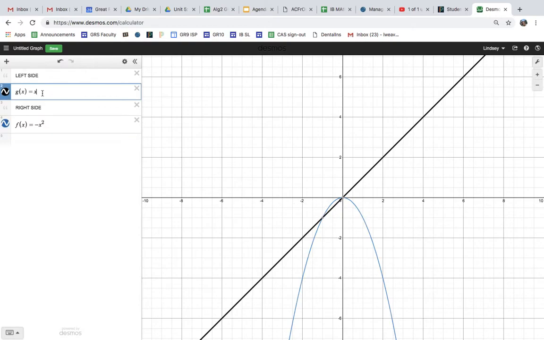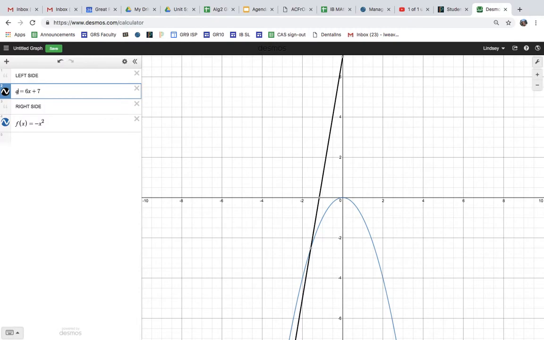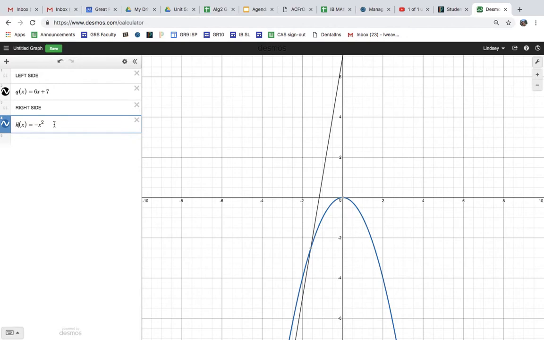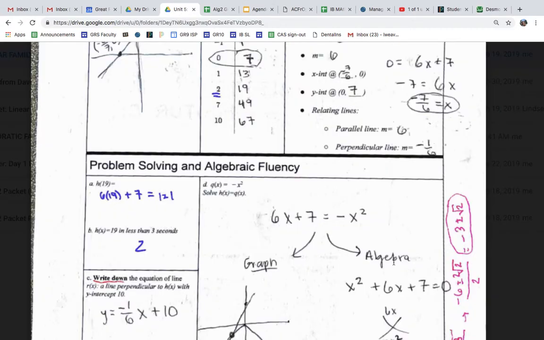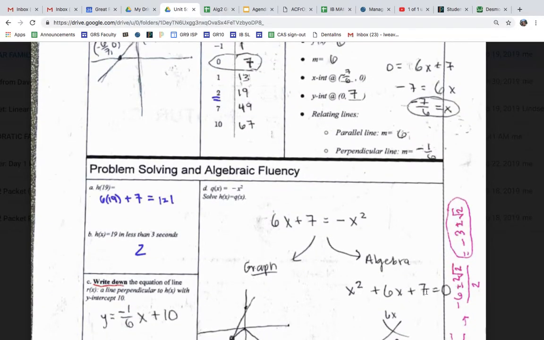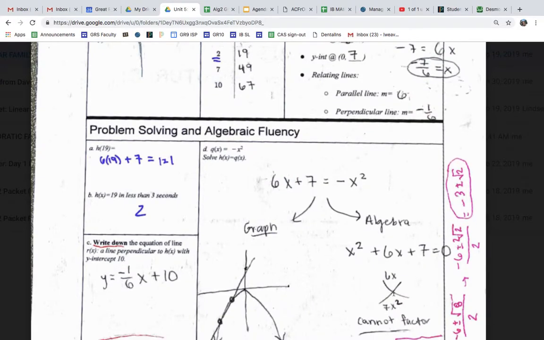So I have the left-hand side is 6x plus 7, and that's q of x, I think. And then my right-hand side, h of x is, oh wait, no, this is h of x. And this is q of x is equal to negative x squared. And I get that my intersections, ooh, they're ugly, are here and here. So those are going to be ugly numbers. So let's try to factor it. So x squared plus 6x plus 7. What multiplies to 7 and adds to positive 6? And there's no easy numbers that do that.